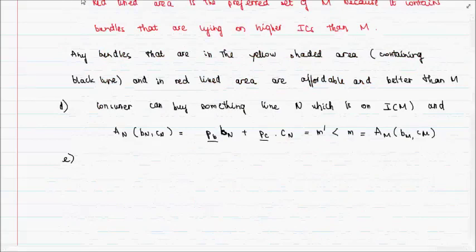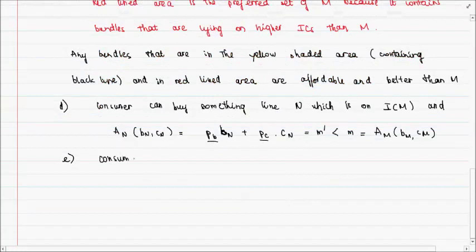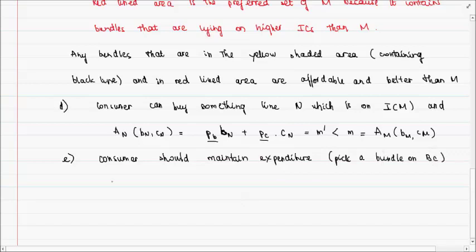So the consumer should maintain the expenditure, so keep spending everything she has, which means picking a bundle on the budget constraint and consuming a bundle that she prefers to M, and this is because the higher the utility for the consumer, the better for her.